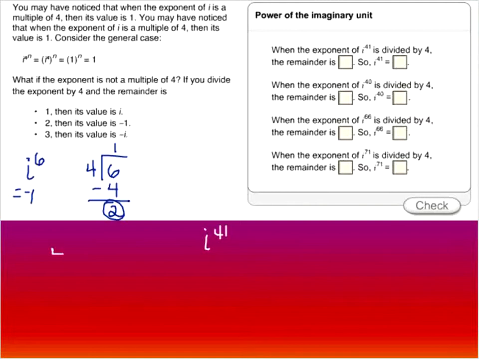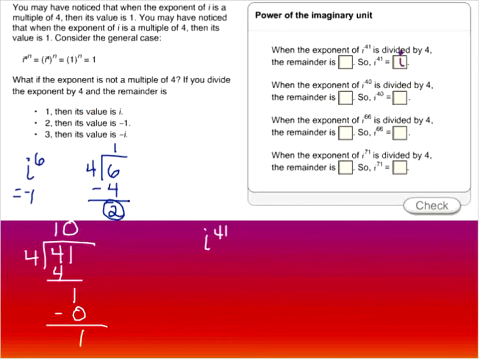So you take the 41 and you divide it by an exponent of 4. That goes in one time. Four goes into 1 zero times, and subtracting gives you 1. So we get a remainder of 1. So that means that i to the 41st power is going to be simplified to i, because we got a remainder of 1.